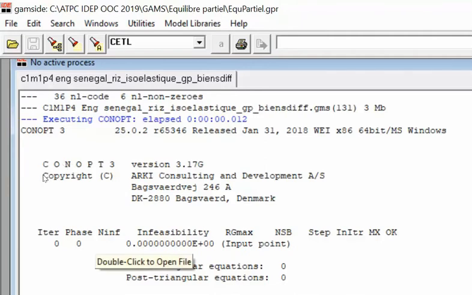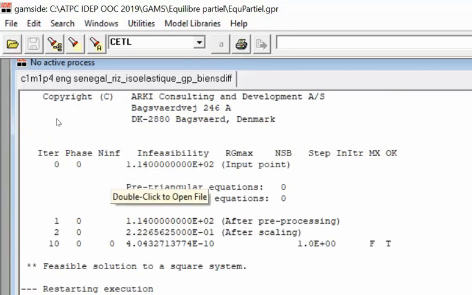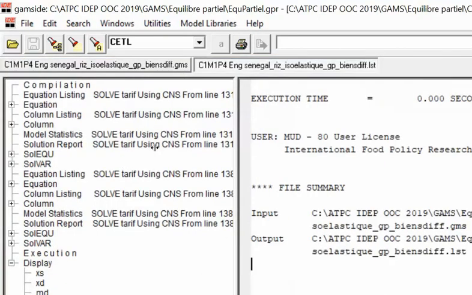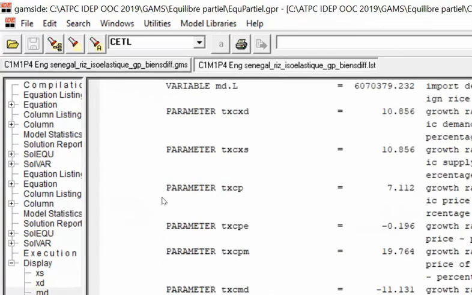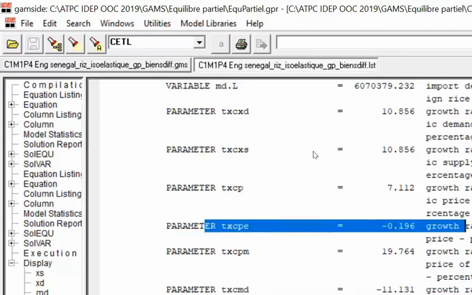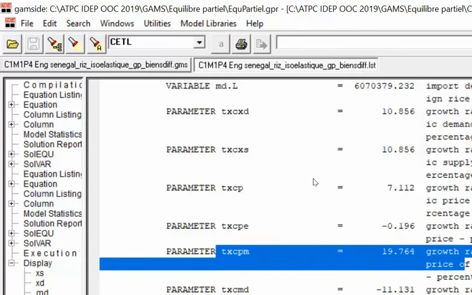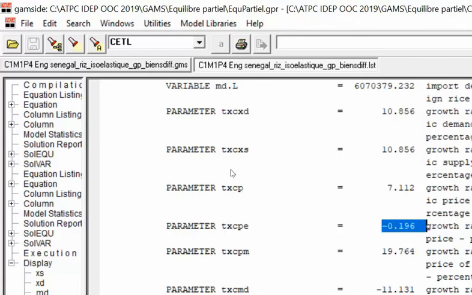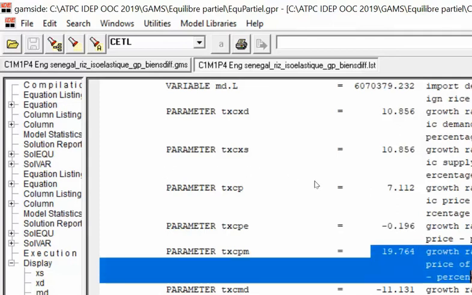So let's see the results. You see that in the first solve you have an initial infeasibility which is 0, and in the second solve you have an initial infeasibility which is 114. If I look at the results, with the application of a tariff, imports are decreased because they are more expensive. So the demand by Senegal for rice on the world market is decreased, and the world price is slightly decreased by 0.2%. And so the local price of imported rice is increased by less than 20%, because on one side a tariff, a tax of 20%, is implemented, and on the other side you have a slight decrease of the world price.